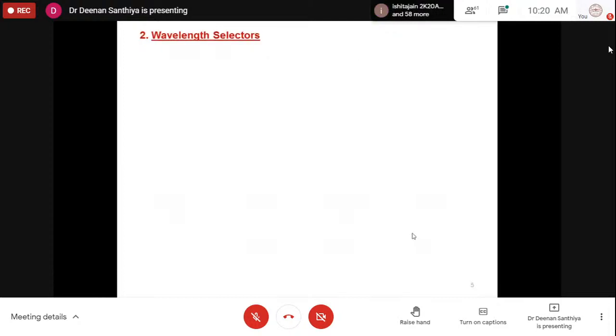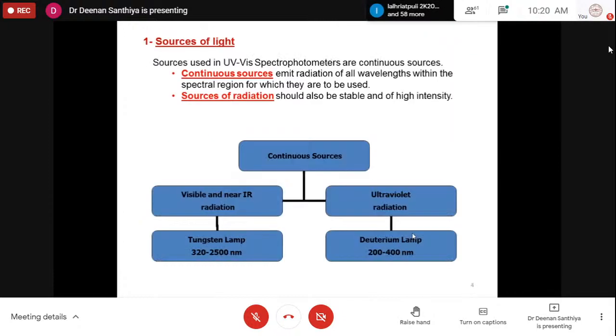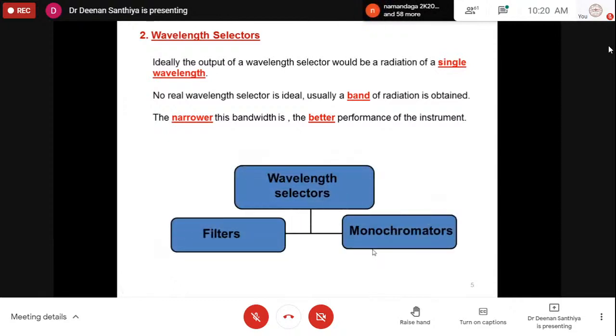Next, coming to the wavelength selectors. What is the job of the wavelength selector? It will select the particular required wavelength. For example, if we need this range, not more than this or less than this, the selection will be made by the filter. Initially, the output of the wavelength selector should be the radiation of a single wavelength. No real wavelength selector is ideal; sometimes some defect can happen. This we can discuss later.